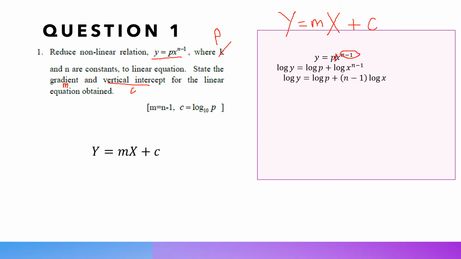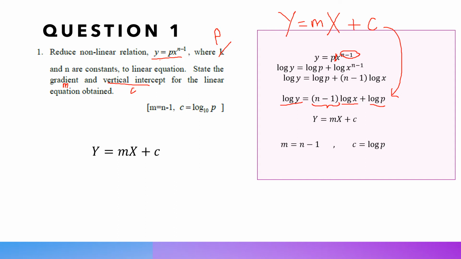Okay, so here actually you are in the form. If you rearrange, it's already in this form. See, log y is the capital Y. Log p is your C, and log x is your capital X, and n minus 1 is your M. Okay, that's it. That is what the question wants.